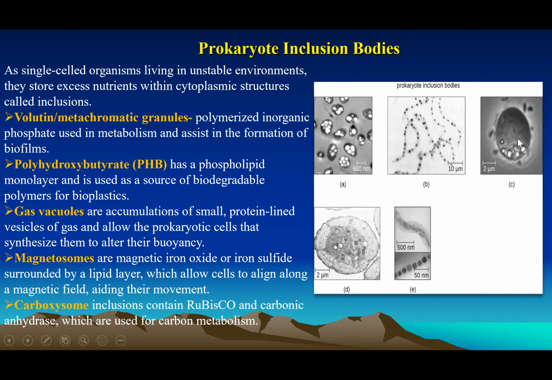It might also have gas vacuoles, which is an accumulation of protein-lined vesicles of gas to change the buoyancy so that it can be buoyant in a liquid environment. Magnetosomes are magnetic iron oxide or iron sulfide. This will help in their movement. They will line up in a magnetic field. Carboxysome contains rubisco, which plays a huge role in carbon metabolism.